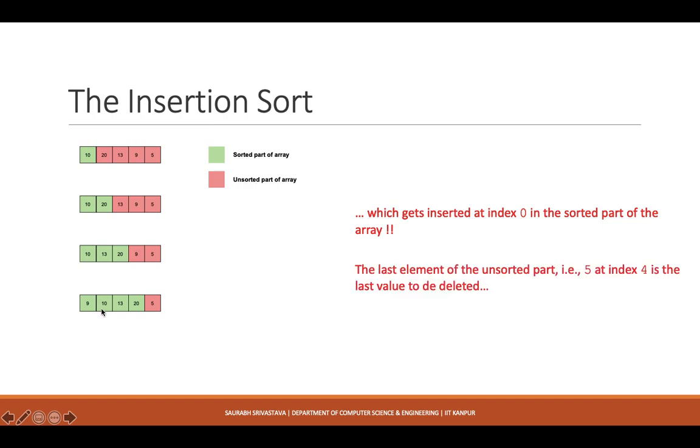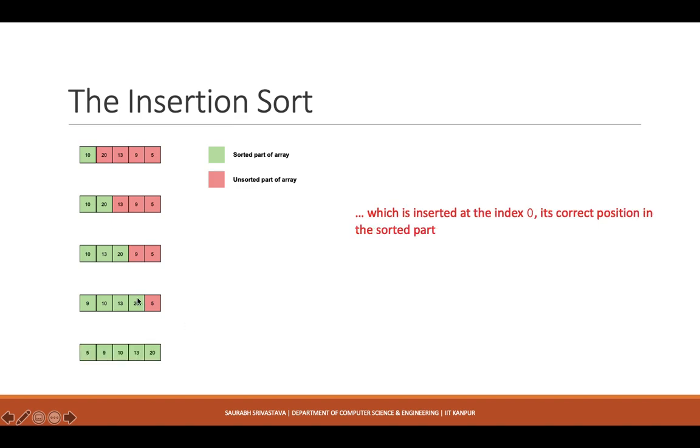This is now one more iteration of my insertion sort. My sorted array has expanded. My unsorted array has shrunk again. Now this is the last point. At this point, I simply delete this 5 from the unsorted part and then put it in the sorted part at this particular location.